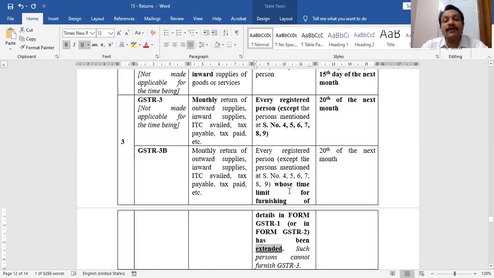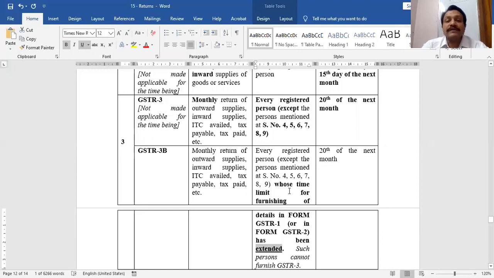And in that case, I cannot use GSTR 3. I have to use GSTR 3B. This is the only difference. If dates are not extended to furnish GSTR 1 and 2, then I am supposed to file GSTR 3. If dates of furnishing the information in GSTR 1 and 2 have been extended, I cannot file GSTR 3. I have to file GSTR 3B.